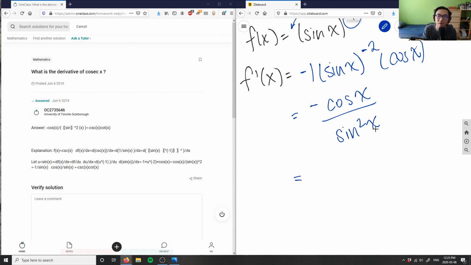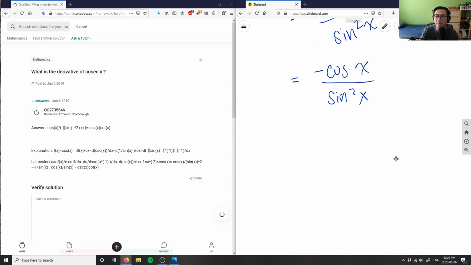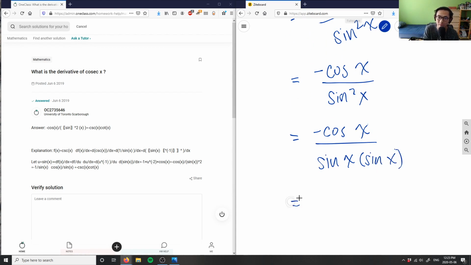But I can simplify this even further, right? I can say that this is negative cos x over sine squared x. Let me just rewrite this here. I can rewrite this as negative cos x over sine x times sine x. And we know that cosine over sine x is simply cotangent. We know sine over cosine is tangent, so therefore cosine over sine is cotangent.